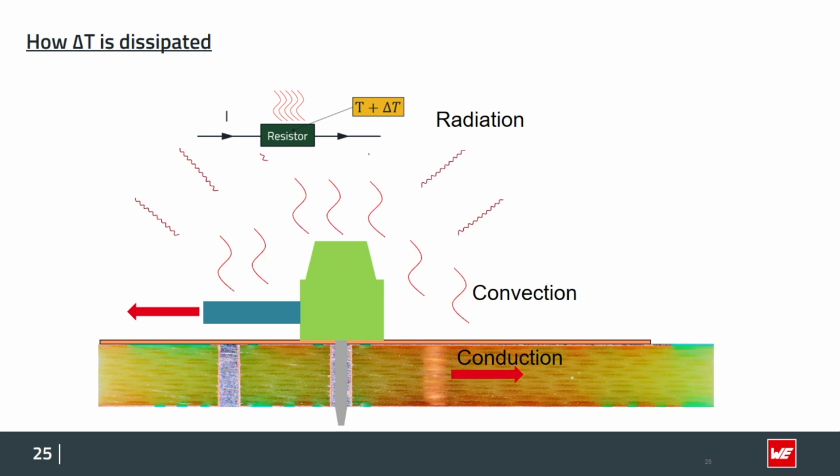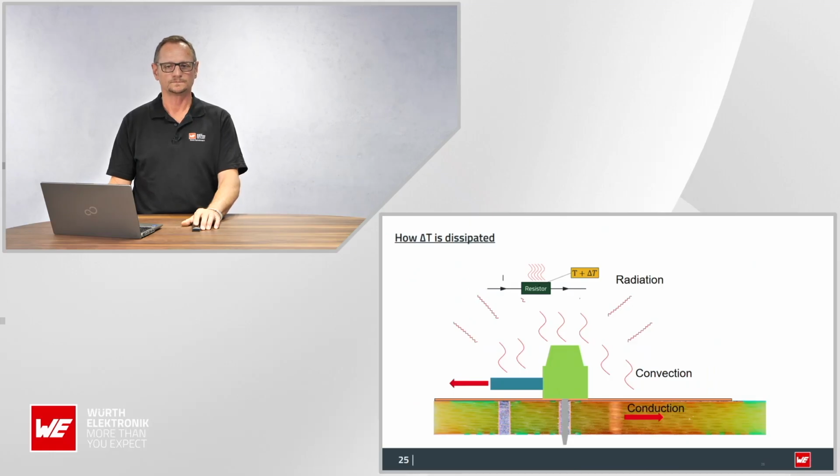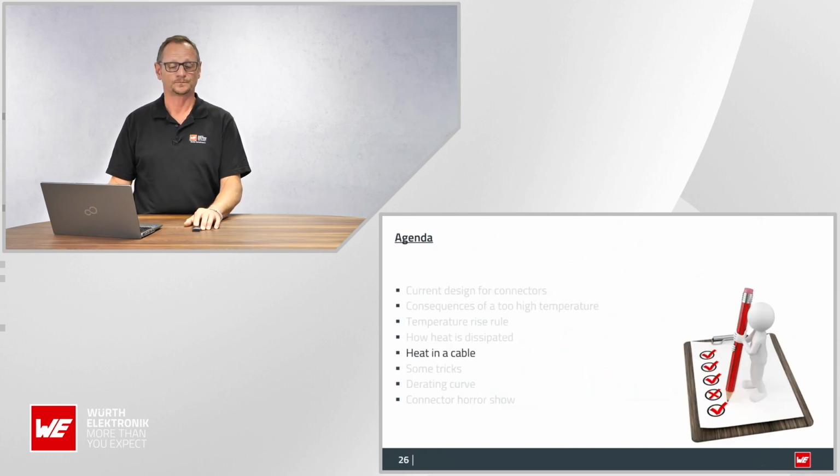So you see, we have all the things. We also have convection, because when everything is warmed up, of course the air will also be heated up. And if you put your hand on top, you can also feel that the radiation is there, that feels hot, and this is exactly what the infrared camera can detect. So this is the way it evolves. So heat in a cable is also important to understand.